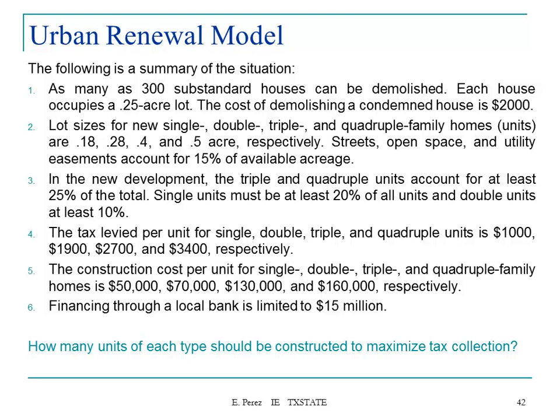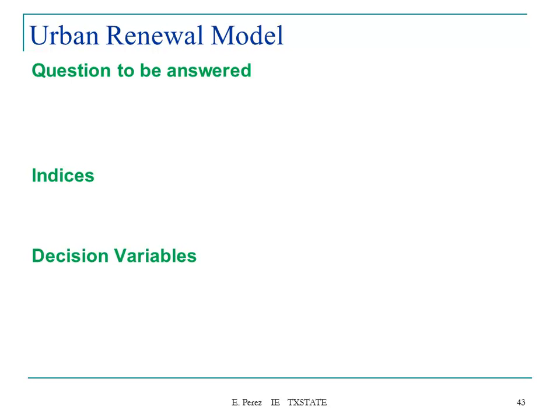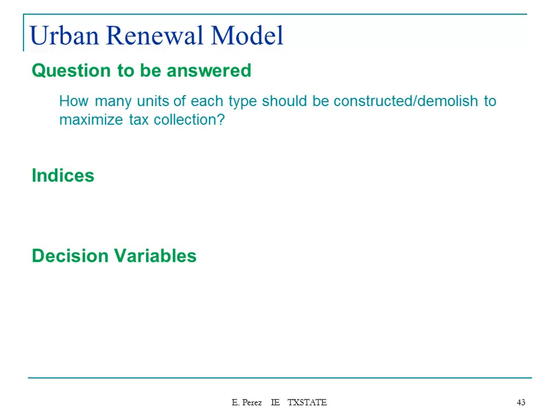So use this information, but the first thing you have to do is just try to answer the question. You need to find out how many units of each type you are going to build and how many houses you are going to demolish. That's your objective, or your question to be answered. You also want to maximize the tax collection by trying to build as many houses as you can and collecting those taxes. Your index is the type of home, and your decision variable is the number of units of each type of home.